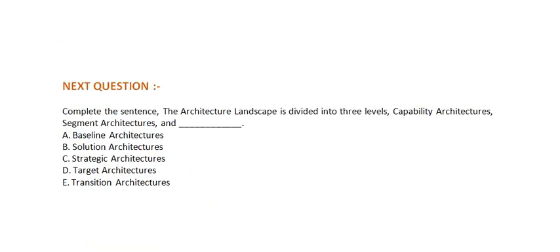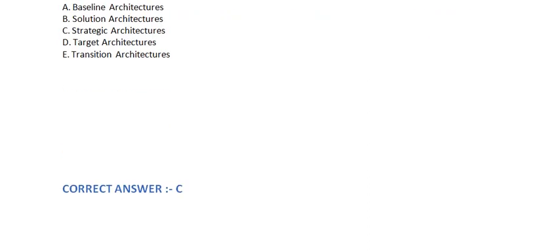Next question is, complete the sentence. The architecture landscape is divided into three levels: capability architectures, segment architectures, and option A, baseline architectures. Option B, solution architectures. Option C, strategic architectures. Option D, target architectures. And option E, transition architectures. The correct answer is option C.